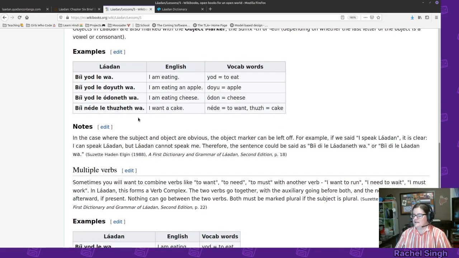Okay, also, and it says in the original grammar book as well, if the context is clear without the object marker, you can leave it off. So for instance, I can speak Láadan, but Láadan can't speak me, so that would be clear no matter what.